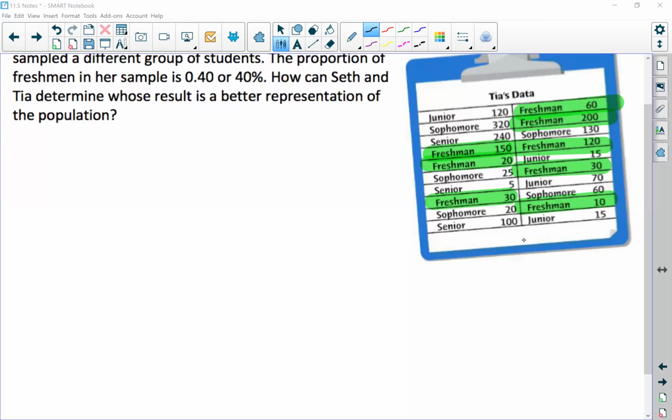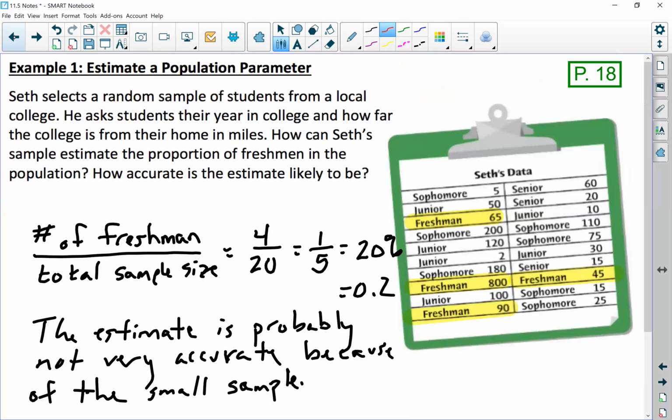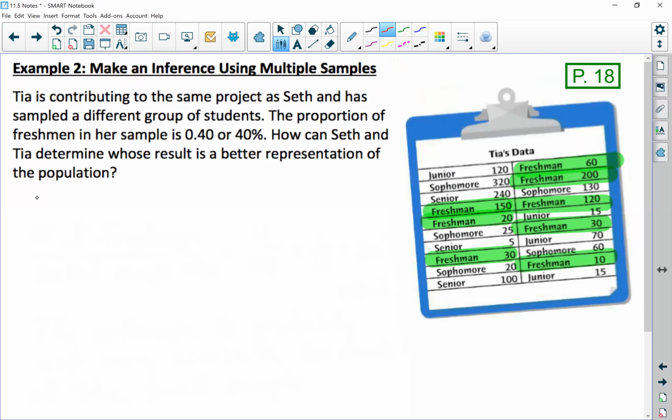All right, you can't see the screen. Let me see if I can get that fixed. I'm gonna pause. All right, so how could we determine whose result is a better representation? A couple of things. No, I can't remember our other Seth.